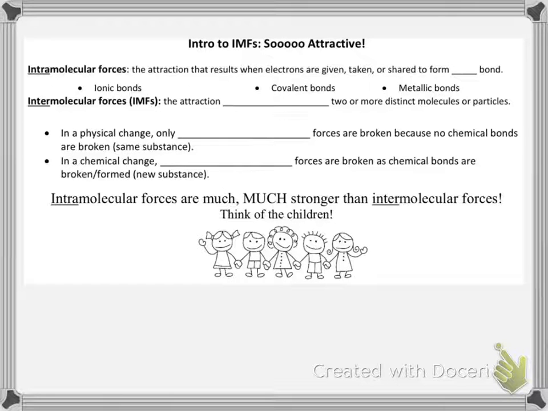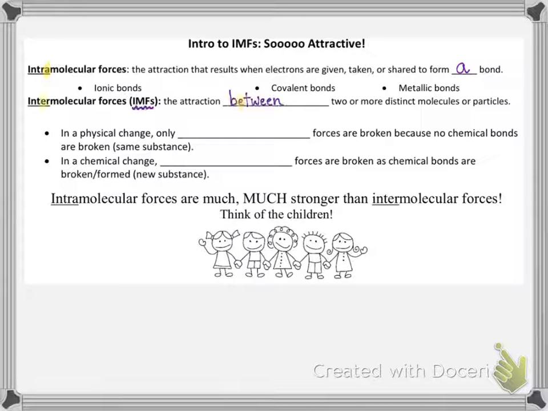Today we're going to talk about the difference between intramolecular forces and intermolecular forces. Intramolecular forces are more commonly known as chemical bonds. So ionic bonds, covalent bonds, and metallic bonds are all examples of intramolecular forces. Intermolecular forces, or IMFs, are the attraction between two or more distinct molecules or particles.